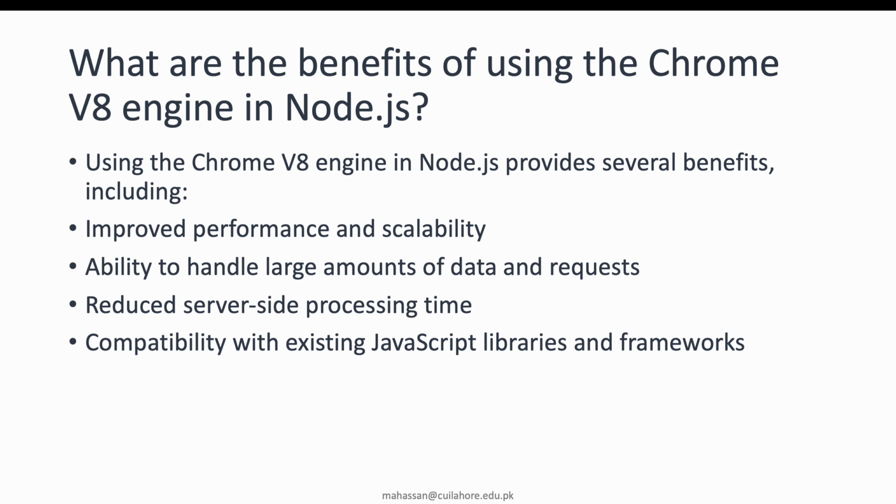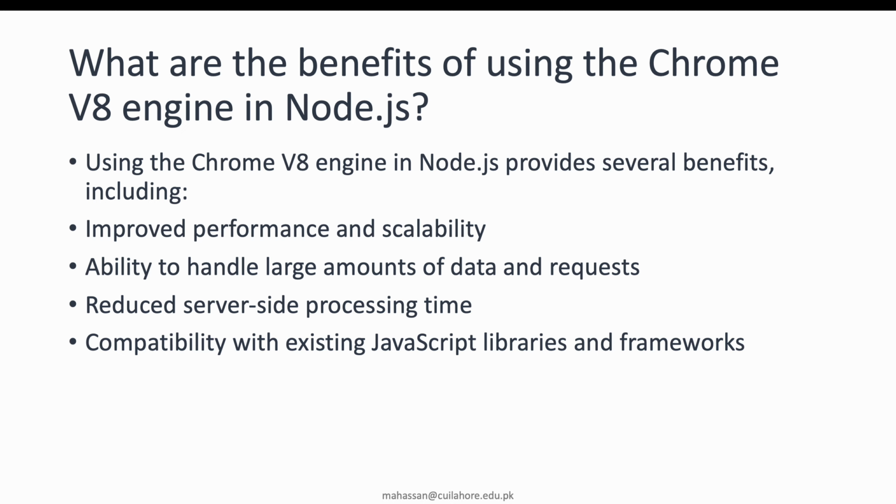V8 has a garbage collector that automatically frees up memory as soon as it is no longer needed. This allows Node.js to handle a large number of requests and maintain the performance of the server. In addition to this, using the V8 engine in Node.js can also reduce server-side processing time. Since V8 is designed to optimize JavaScript code, it can execute code faster and more efficiently than other engines.